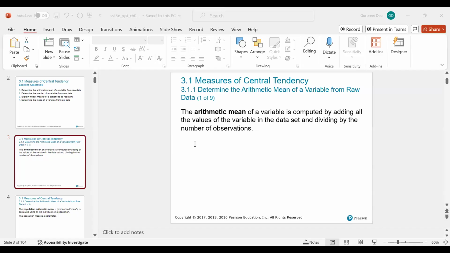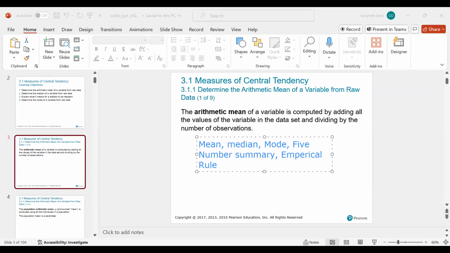As I stated earlier, we're going to be talking about the main ideas starting from the mean, which we discussed last time, median, mode, 5-number summary, empirical rule, and z-score.